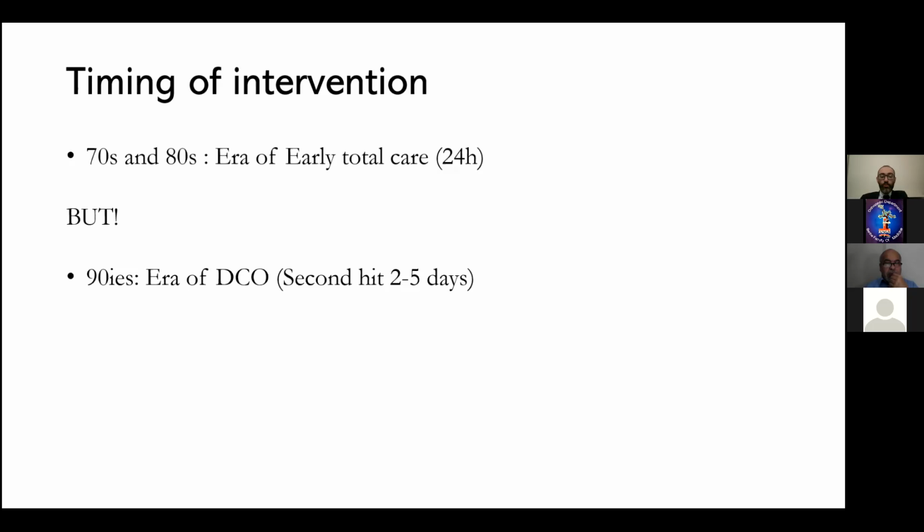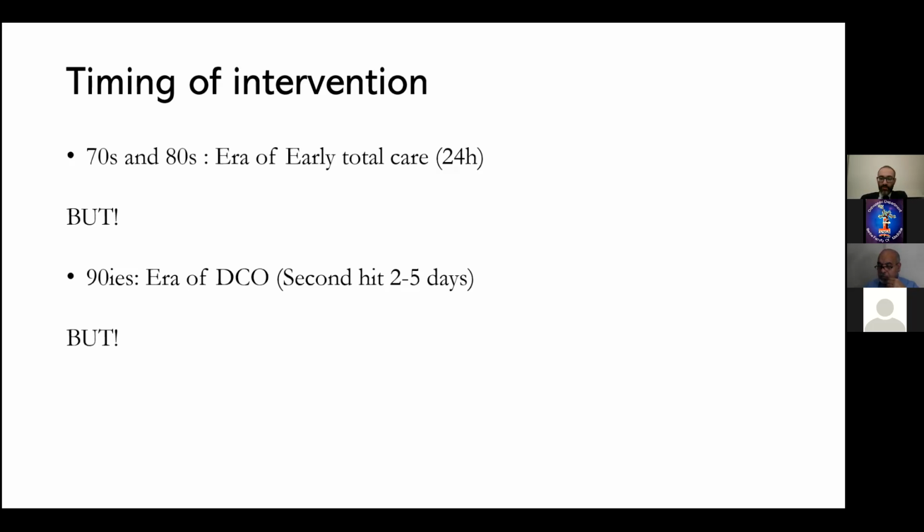So we don't have to do early total care, and we will do damage control orthopedics to bypass the second hit phenomena, which is between the second and fifth day. So you do damage control orthopedics on the first day, like X-fix for fracture femur, and then give it another 3, 4, 5 days, and then do the definitive fixation.